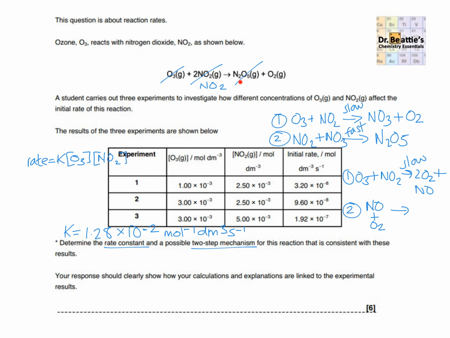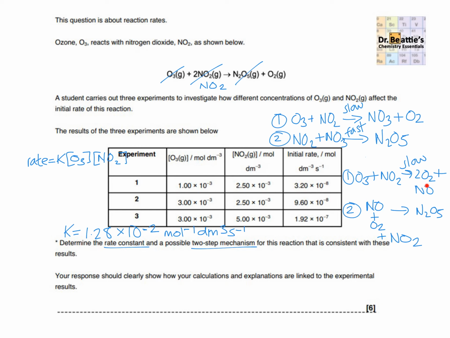We know one of the products is N2O5, so let's put that on the right-hand side of the second step. Then all that remains is that because we've got 2 nitrogens on the right-hand side and only 1 on this side, we need to add in another species of nitrogen, NO2. That then matches up because we've got 1 mole of ozone accounted for in step 1. The 2 moles of nitrogen dioxide, they're in the overall equation. There's 1 there and 1 there.